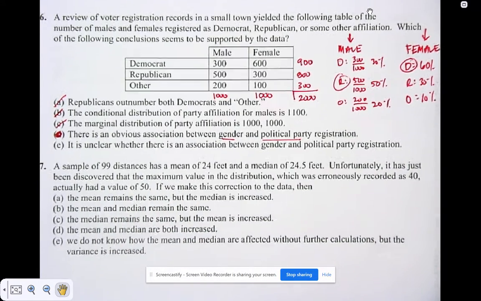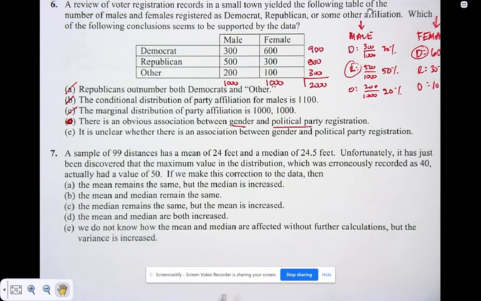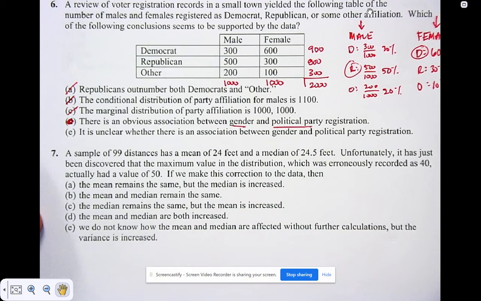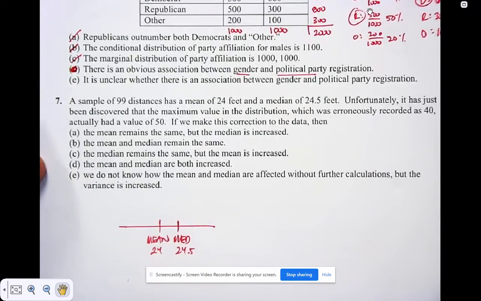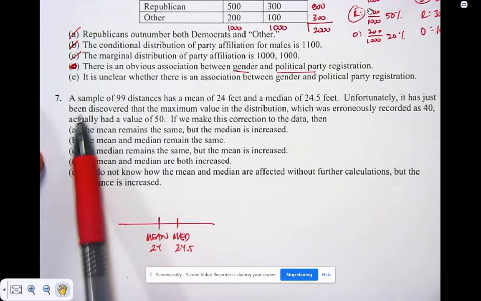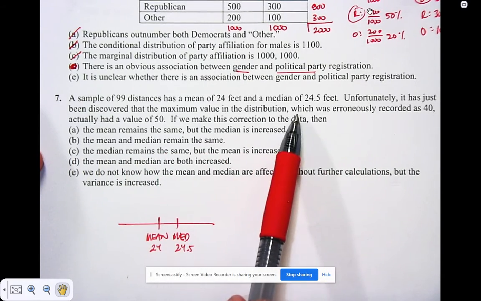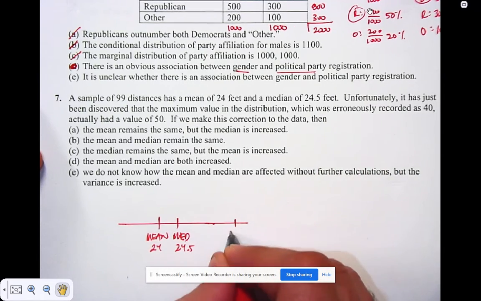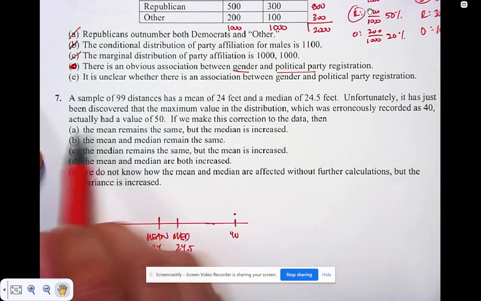Okay. All right. So number 7 here, it says a sample of 99 distances has a mean of 24 and a median of 24.5. So right here, if you're thinking about this, you have a mean, which is 24, and a median, which is 24.5. Okay, so this is what they told us. Unfortunately, it has just been discovered that the maximum value in the distribution, which was erroneously recorded as 40, that's a fancy word for it was wrong, actually is 50.